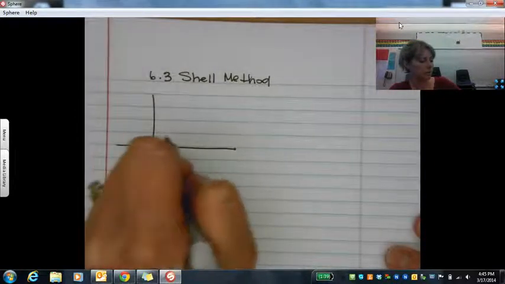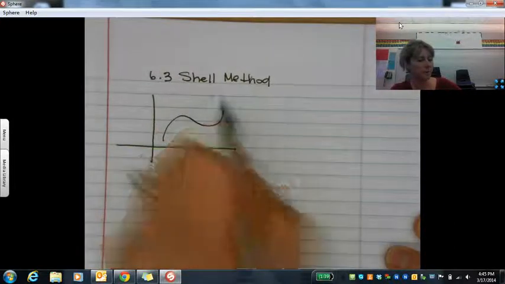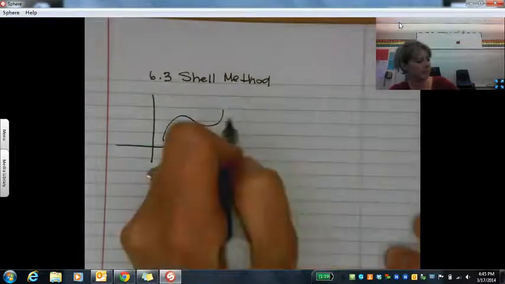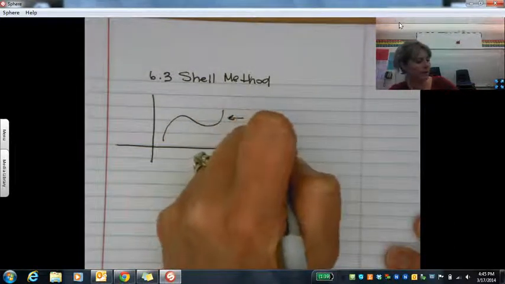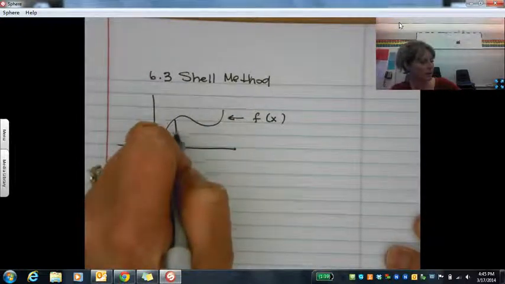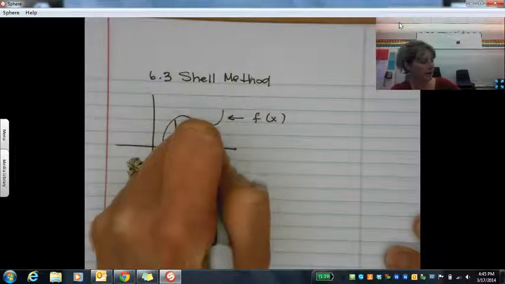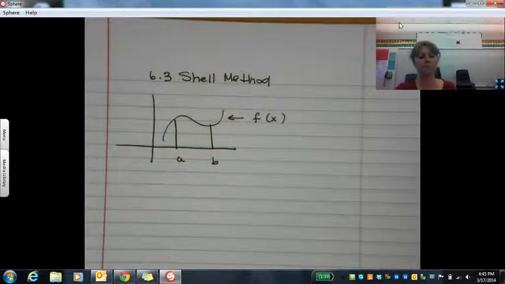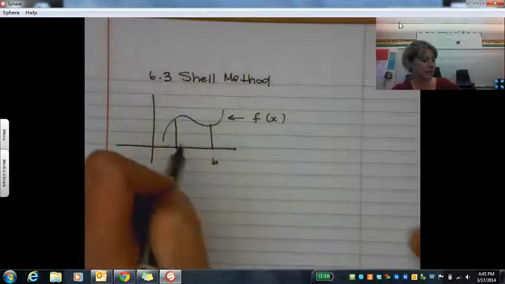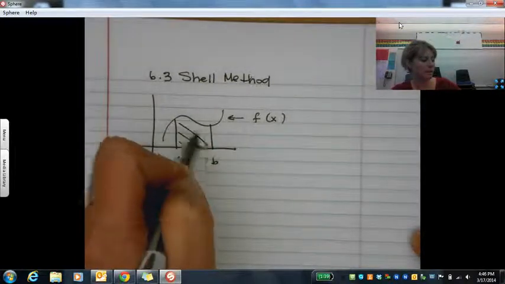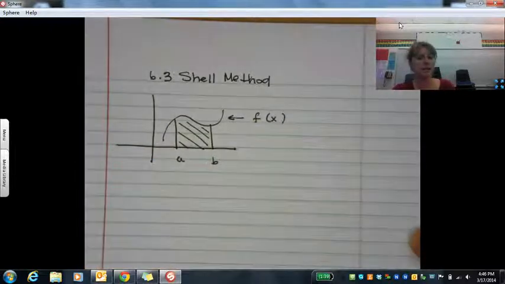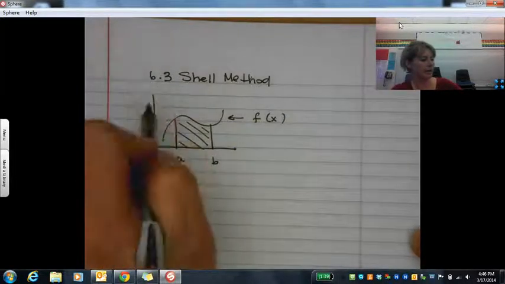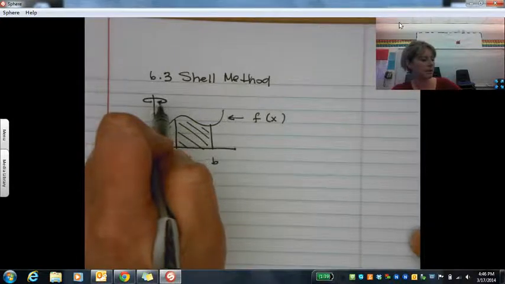So let's just draw a random function. So there's my random function. I'm going to call it f of x. And then we're going to go from a to b. Okay, so random function from a to b. And that is my bounded region to the x-axis. So I'm going to just kind of give it a little bit of a shade. And then this time we are going to spin it around the y-axis.